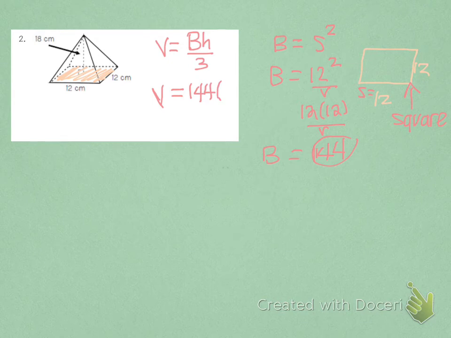Remember, the height of the prism is that line that goes from the vertex all the way down and forms that right angle. So the height of 18. And then divided by 3. Okay, so your first step is going to be right here. 144 times 18.